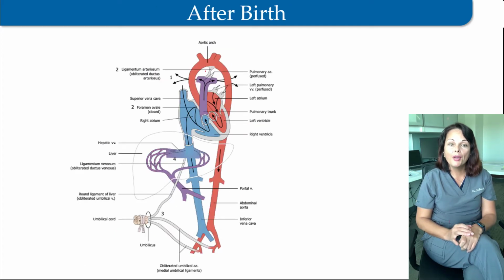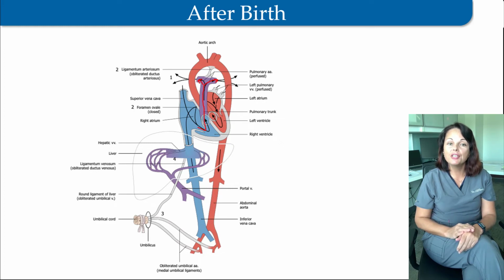At birth, when the infant breathes for the first time, there is a decrease in the resistance in the pulmonary vasculature. As a result, a higher proportion of the output from the right ventricle flows into the lungs, compared to the ductus arteriosus. Consequently, the pressure in the left atrium increases relative to the pressure in the right atrium. This leads to the closure of the foramen ovale.